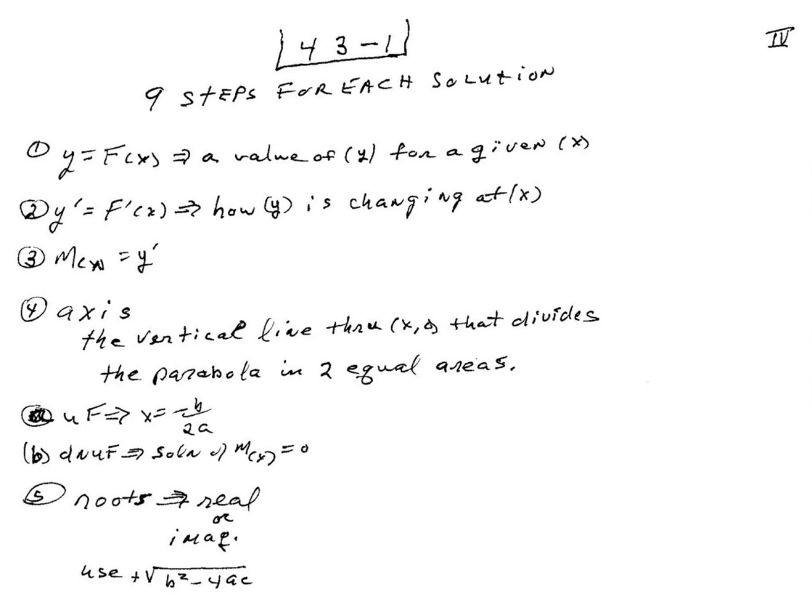The axis, step 4, the vertical line through x0, the ordered pair x0, that divides the parabola into two equal areas. To find this axis, we use the formula x equals minus b over 2a, and the b part, do not use formula. We solve the equation m sub x equals 0, so that's where the x value is. Step 5, the roots are real or imaginary, and we use the square root of b squared minus 4ac for this idea.